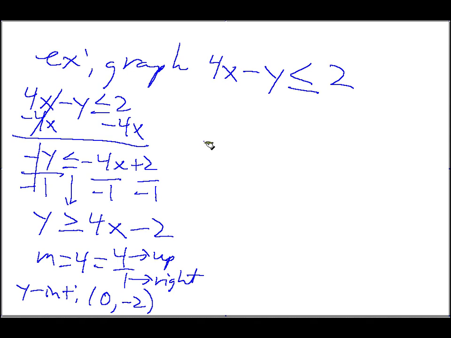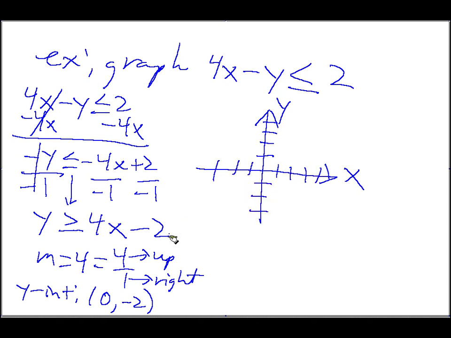All right? So let's go ahead and graph it now. So make my grid here, if you will. Okay, so there's the y-axis. There's the x-axis here. Okay, so I'll start off at the y-intercept (0, negative 2). So there it is, (0, negative 2). And go what? 4 up, 1 to the right. So 1, 2, 3, 4 up, 1 to the right.